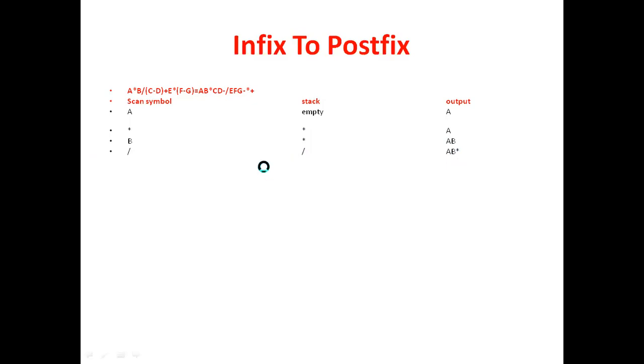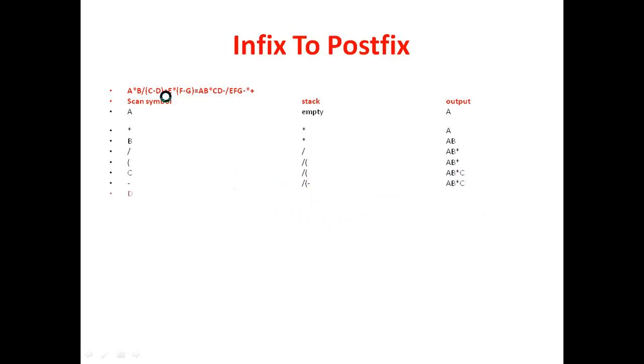Then the left parenthesis: simply push it into the stack, output is AB star. Then C is a variable, simply print it in the output. When variables come, just add to the output only, no need to check the stack. So AB star C. Then minus: when operators come, check the stack and output. Minus is the operator, our stack operator is left parenthesis, so minus is inserted into the stack. Output is AB star C as it is.